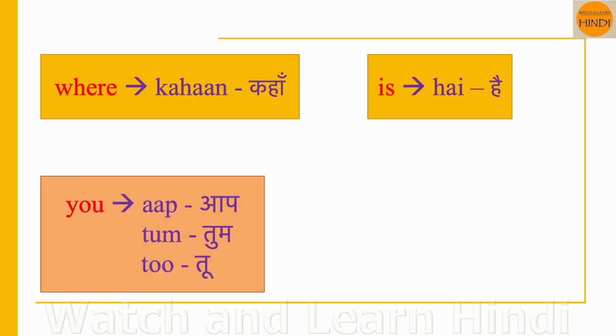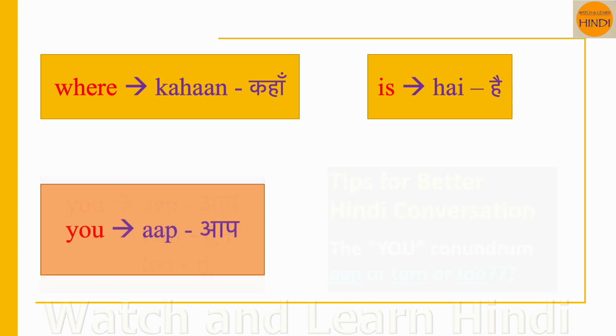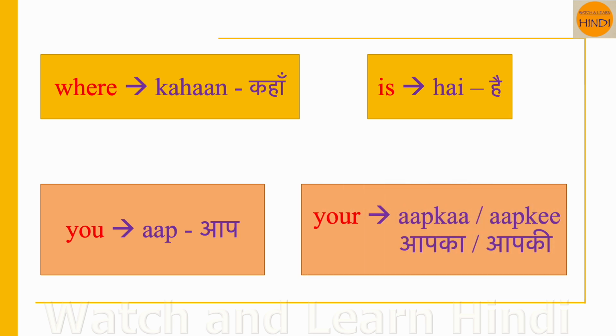You can be aap, tum or tu. There are three words in Hindi for you. And you can learn more about them, how to use them, when to use them in my video Tips for Better Hindi Conversation, the You Conundrum. But for simplicity, in this video, we are just going to use aap for you. And since we are using aap for you, your becomes aapka or aapki. If we were using tum or tu, it would have been different. But let's stick with aap.